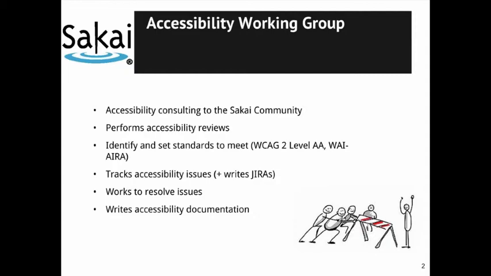We identify and set standards to meet, which is at the moment WCAG 2 level AA. I'll talk about that. And we track accessibility issues, which turns into writing JIRAs, which are the Sakai development's issue tracking system. We really enjoy any accessibility report in any form. One role that we think we can fit into the community really well is taking reports of accessibility issues in any form and turning those into JIRAs, which can then move through development. Or maybe it's an issue that doesn't need a solution, it's a duplicate of something else, etc.